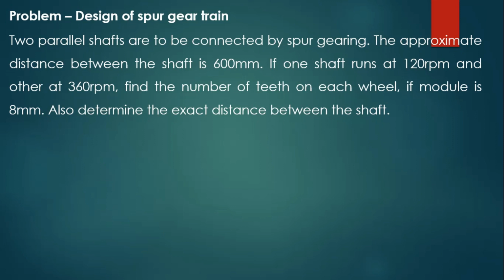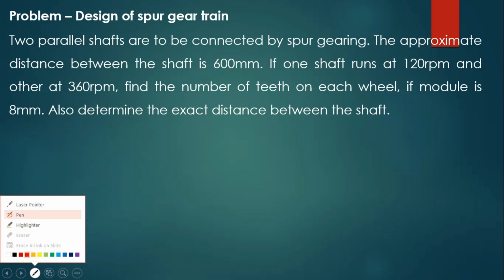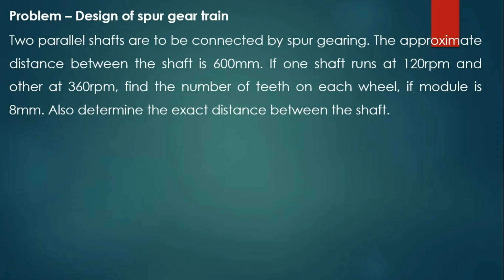Two parallel shafts are to be connected by spur gears. The approximate distance between the shafts is 600 mm. If one shaft runs at 120 rpm and another at 360 rpm, find the number of teeth on each wheel. If the module is 8 mm, also determine the exact center distance between the shafts. So what are the given data available? First we should write the given data.